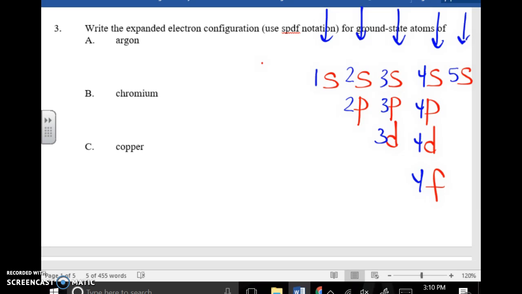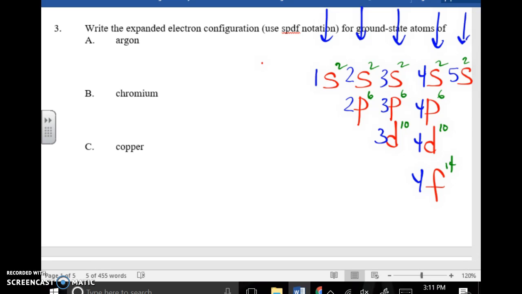What are the maximum numbers of electrons that I can put in the S? 2. What's the max that I can put in the P? 6. What's the maximum that I can put in the D? 10. And the max in the F, even though we never get there, is 14.